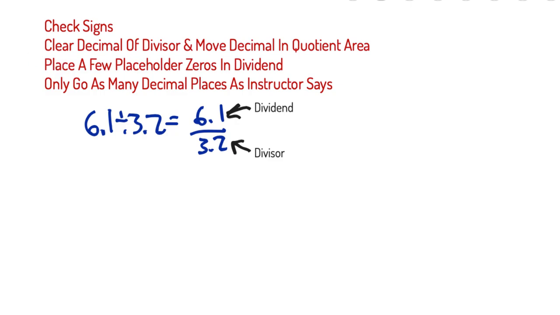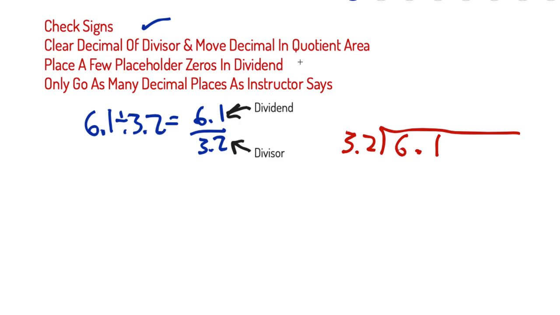I'm going to be doing long division for this because that's probably the easiest way to illustrate this. So it's going to be 3.2 into 6.1. Checking the signs. Hey man, everything's positive, so we're cool. We're going to get a positive answer.